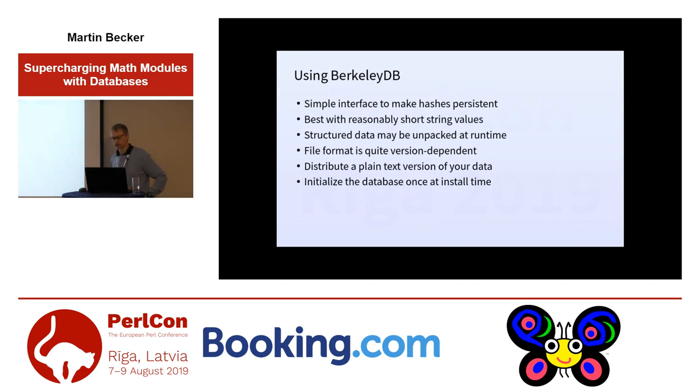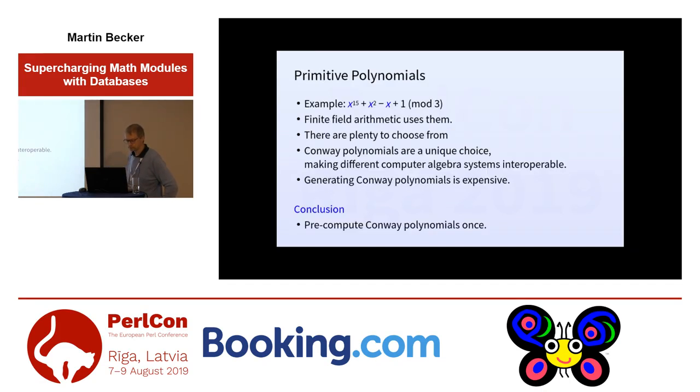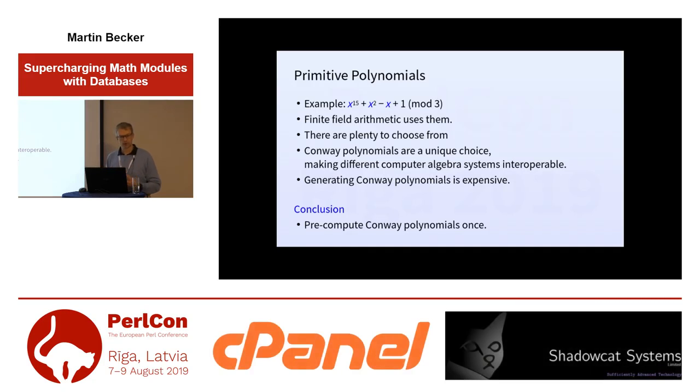Now, other sorts of data we might want to store. There are polynomials, for example. Data-wise, a polynomial is just another list of numbers. In this case, in the context of computer algebra systems, we want a certain type of polynomial. If different systems use the same polynomials, they are better interoperable than if you take a random polynomial. These polynomials are sort of a standard, so it makes sense to package them.